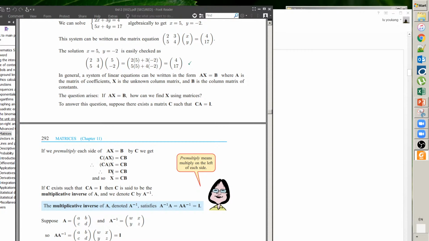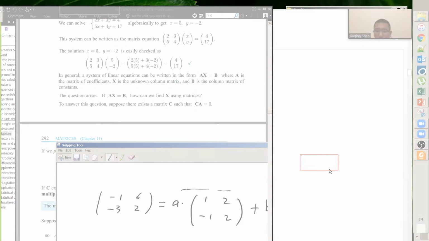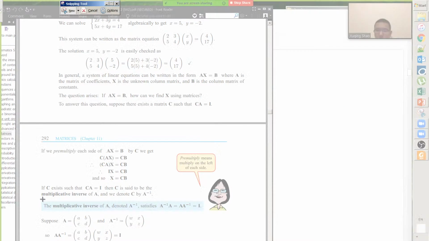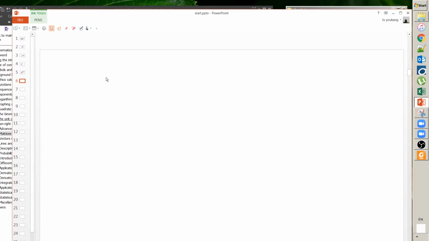So this means, if C exists such that CA equals the identity matrix. How do you get the identity matrix? We talked about how we get an identity matrix in our last lesson, right? The multiplicative inverse of A, denoted by A inverse, satisfies this. This is a very important part, so let me grab it.